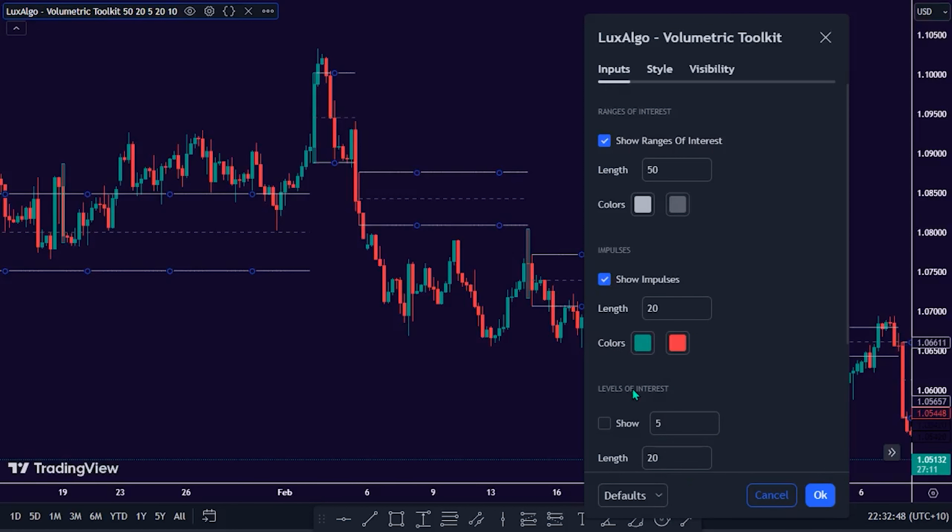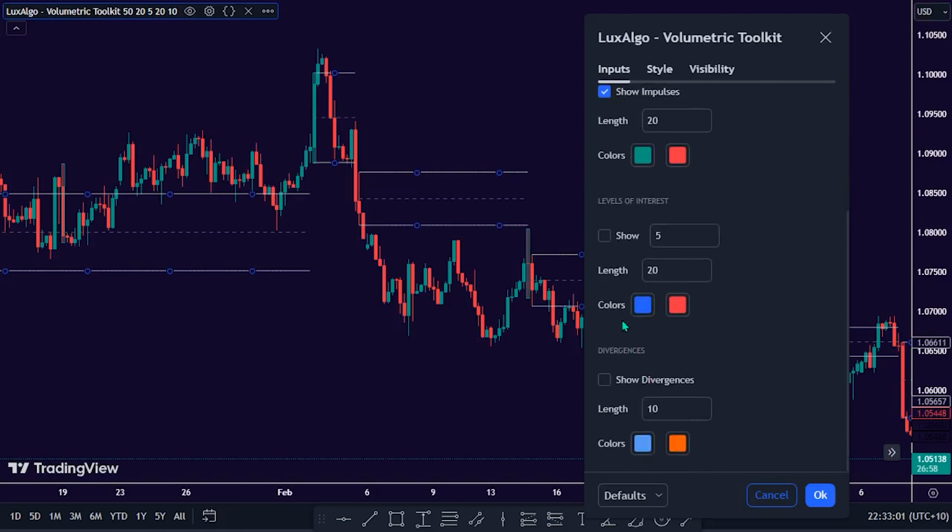Next is the Levels of Interest. There is the Show option box. This determines if levels of interest are displayed and how many from the most recent. By default, it's set to 5. There is the Length. The Length detects the level of sensitivity to volume. By default, it's set to 20. There is also an option to modify the color.